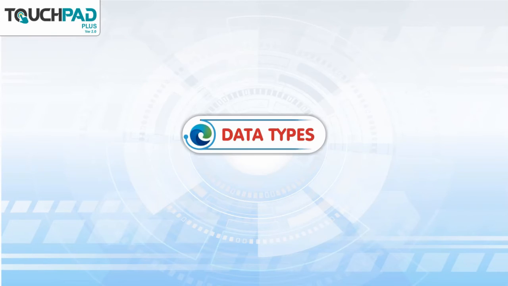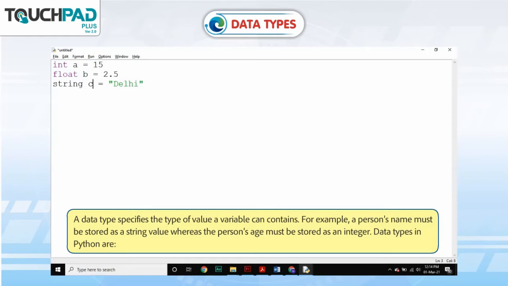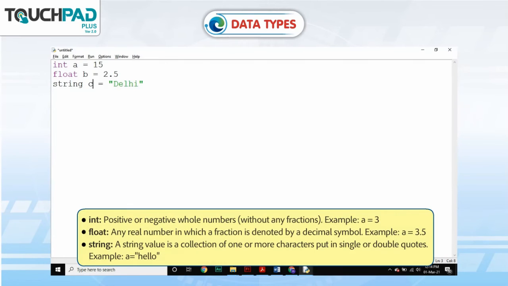Data types. A data type specifies the type of value a variable can contain. For example, a person's name must be stored as a string value, whereas the person's age must be stored as an integer. Data types in Python are: int, positive or negative whole numbers without any fractions.